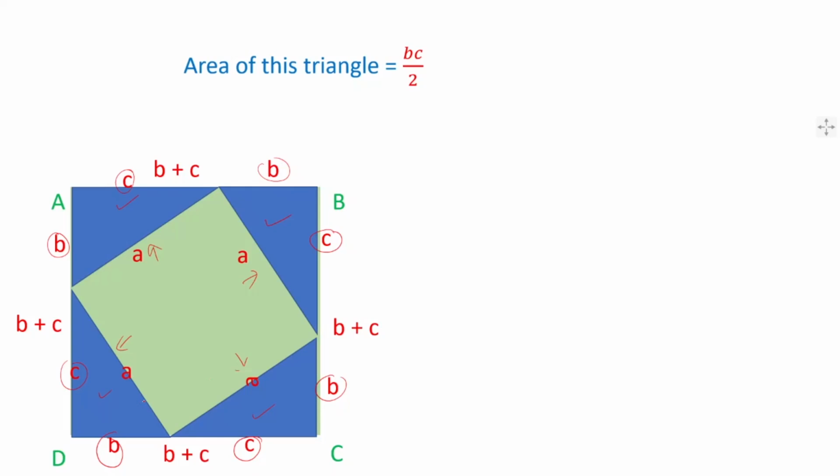Now suppose I am trying to find out the area of this square ABCD. We know that the area of a square is nothing but its side square.